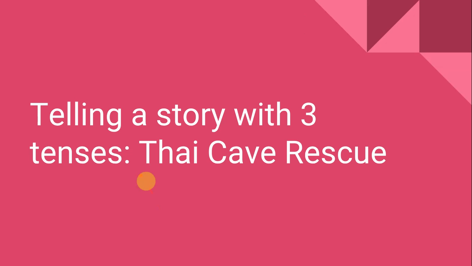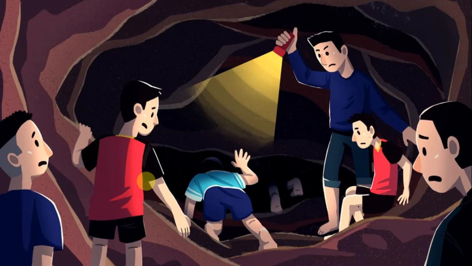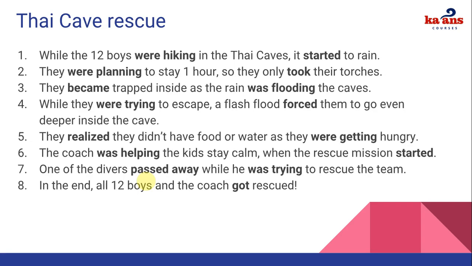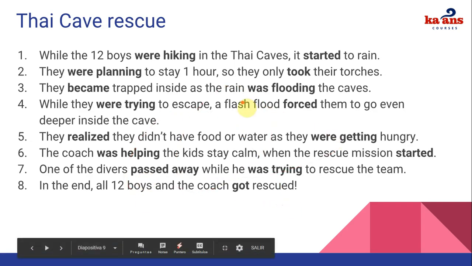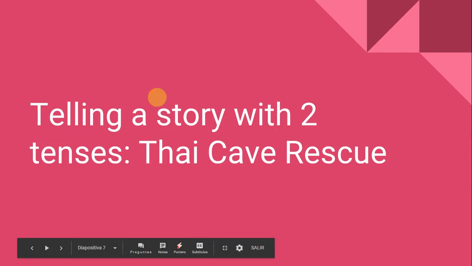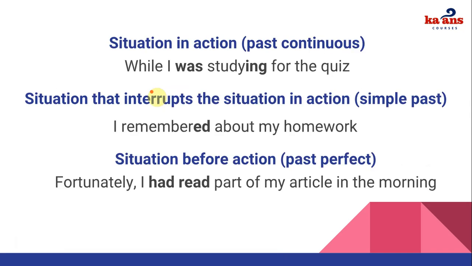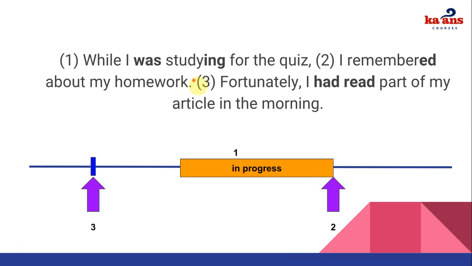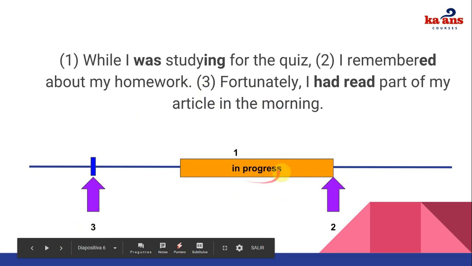So remember that we began a story about the Thai cave rescue. I told the story using two tenses, the simple past and the past continuous, but also remember that we can include a third tense, the past perfect tense, okay? And I'll just show you the graphic, where you have a situation in progress with the past continuous, a situation that interrupts the action using the simple past, and a situation before that, at the beginning of your story or before your story, which is the past perfect, okay?